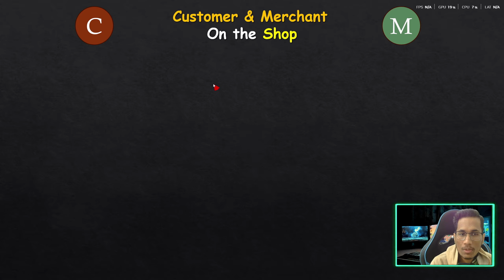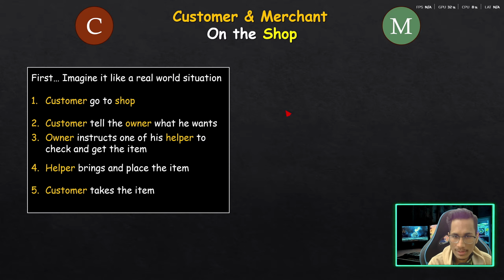Let's see how we will make this NPC to NPC, NPC to player, player to NPC interaction with this shop example. So we have two entities, customer and merchant, on the shop. First of all, let's imagine it like a real world situation. What happens in the real world when we want to get an item from a shop? First of all, the customer goes to the shop. Then the customer tells the owner what he wants. Then the owner instructs one of his helpers to check and get the item.